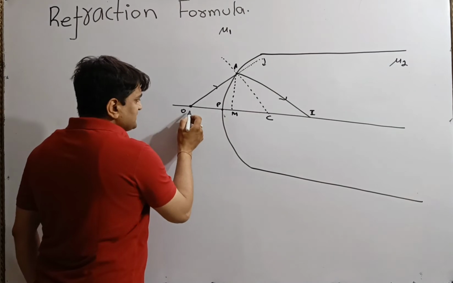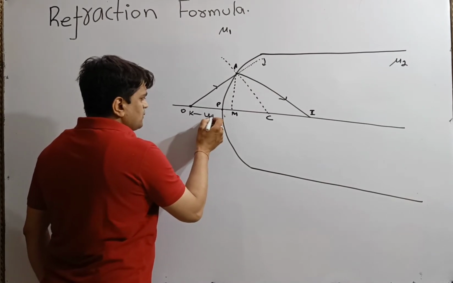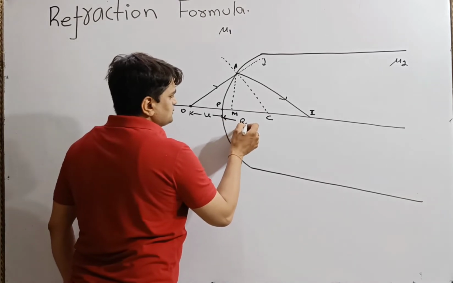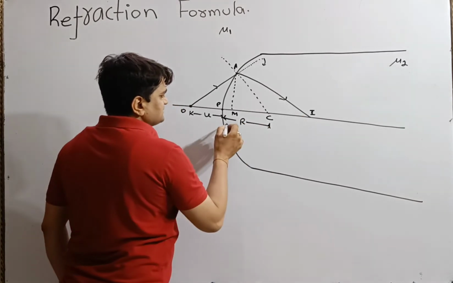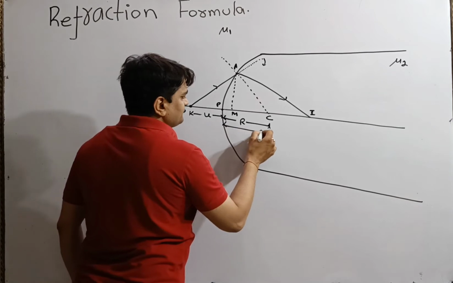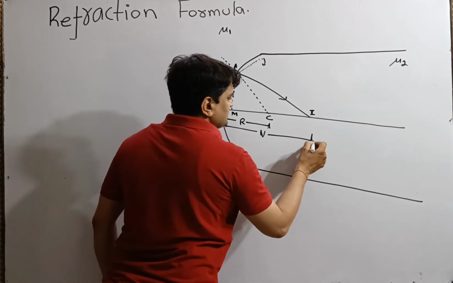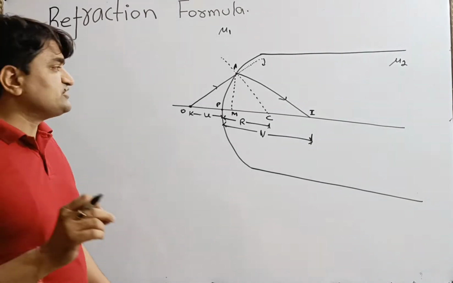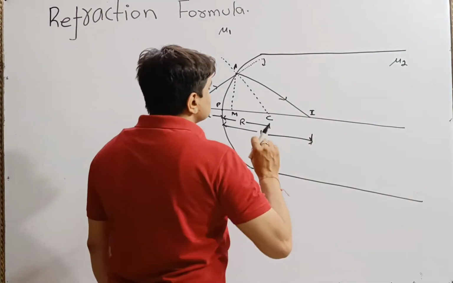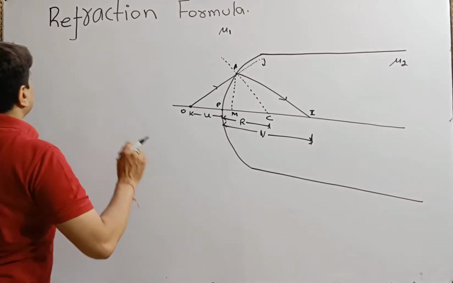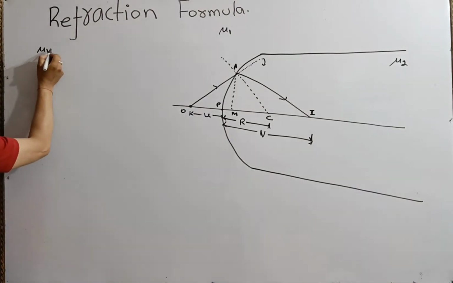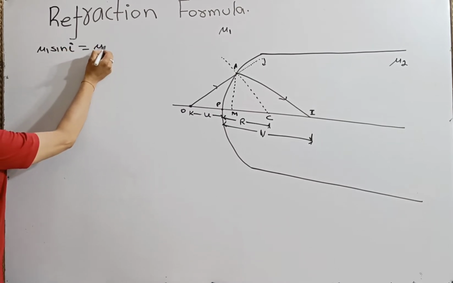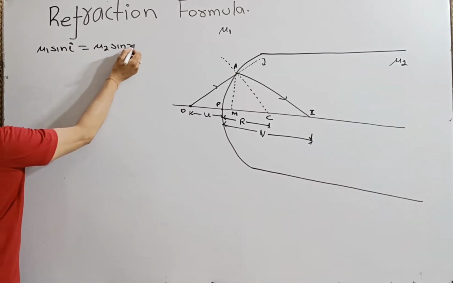Now this is the object distance U, and this is the center of curvature, so it will be R, and this is the image distance, so it will be V. This is the simple diagram. Now the main equation we are going to use is Snell's law. What is Snell's law? Mu1 sine i must be equal to mu2 sine r.